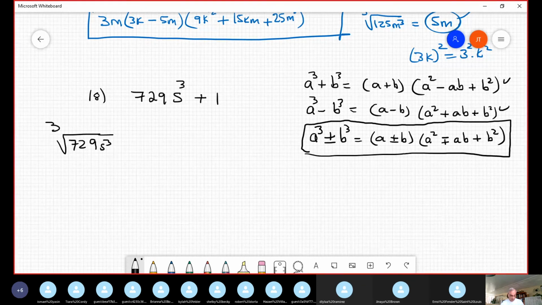Cubic root, let me see in my own calculator. 729. What's the answer? It's 9. Very well. It's 9x. Right? And what about cubic root of 1? It's just 1. It's also 1.